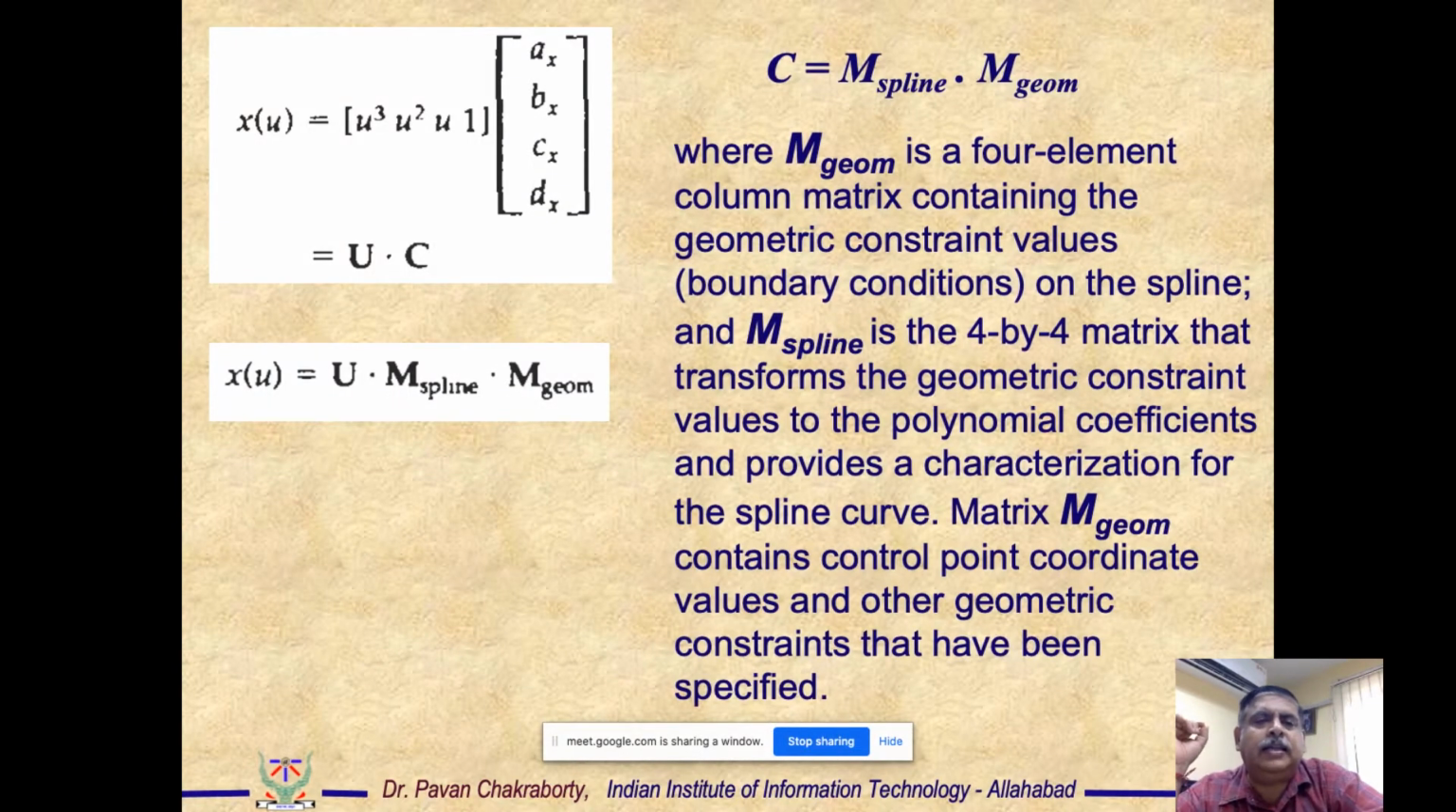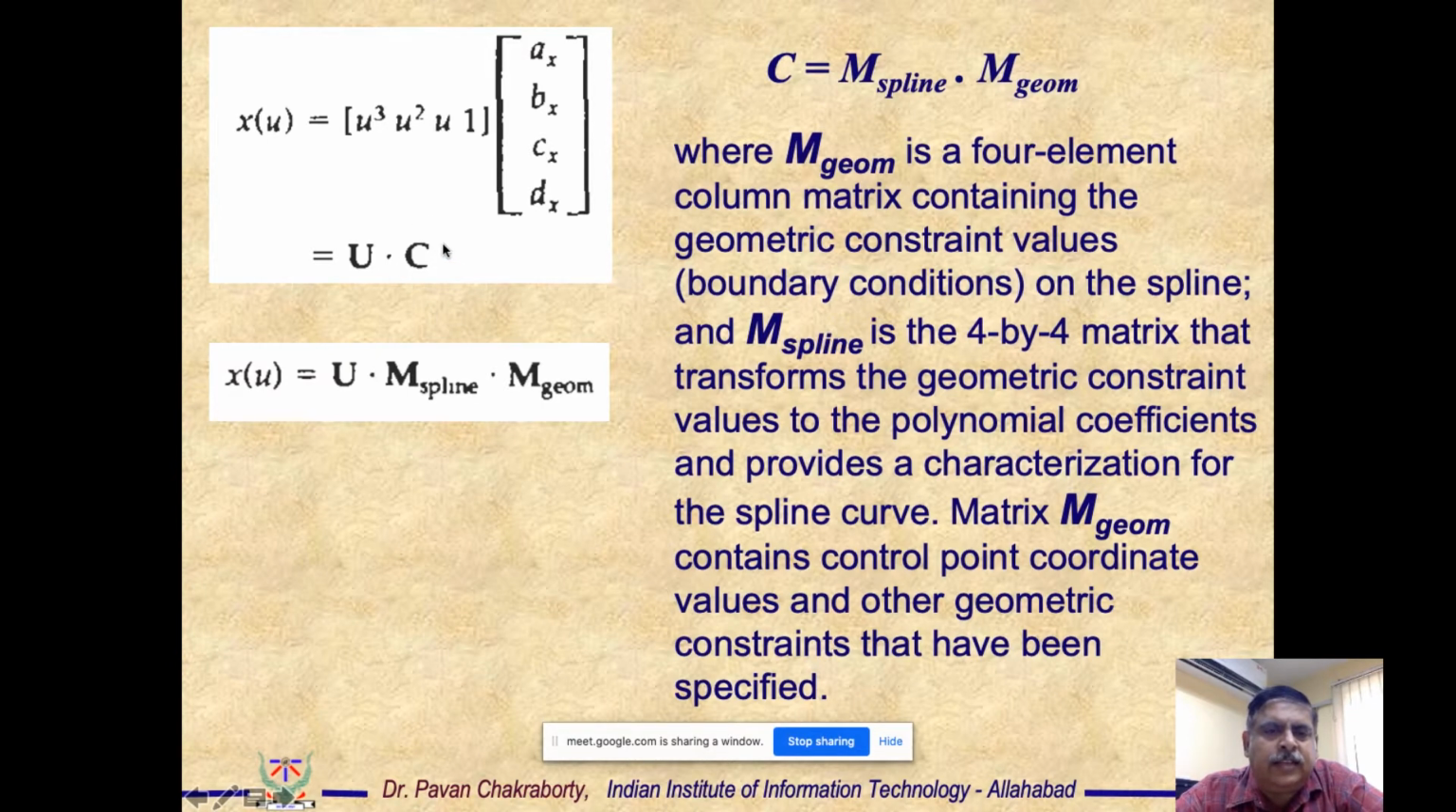Now the second part. We have seen that the parametric equation we would write is something of this kind: u cubed, u squared, u, 1, with four parameters ax, bx, cx and dx, because it is a cubic spline, so it has four parameters. Effectively this could be written with c being the parameter vector and u being the vector of my parameter, so u dot c gives this value.